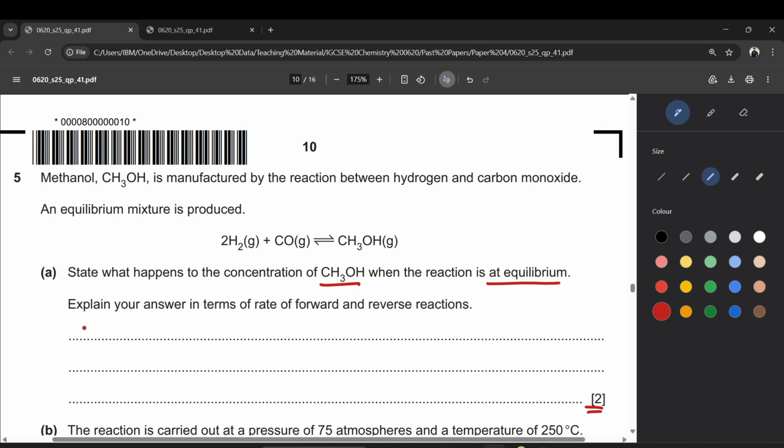Okay. So we'll say that at equilibrium, the concentration of CH3OH no longer changes.